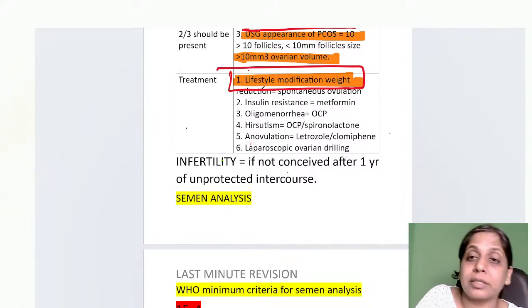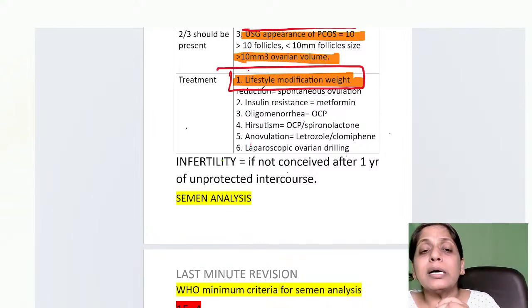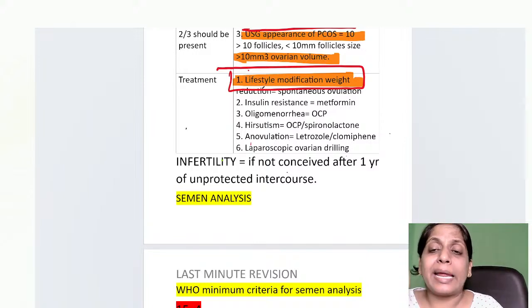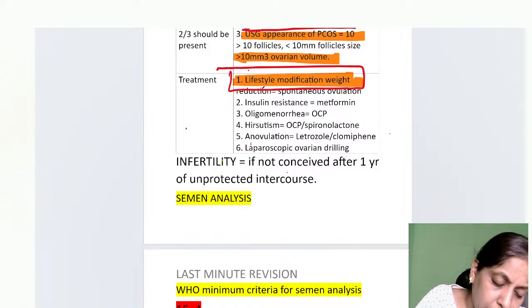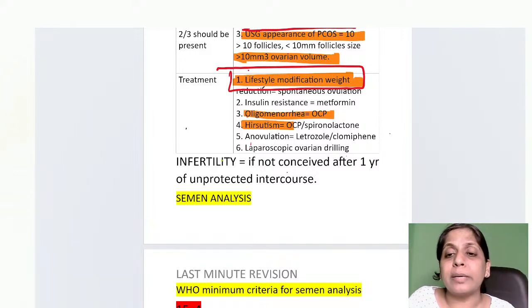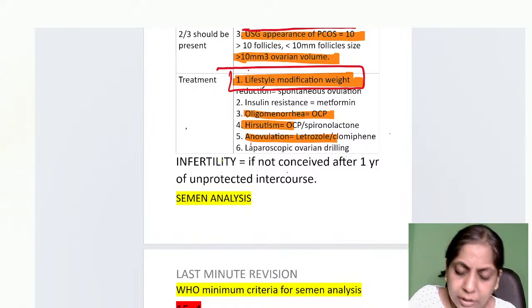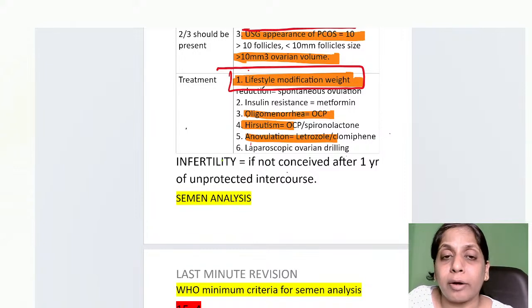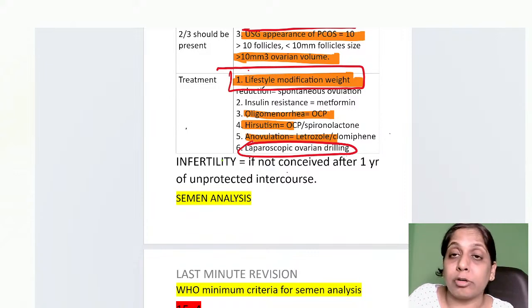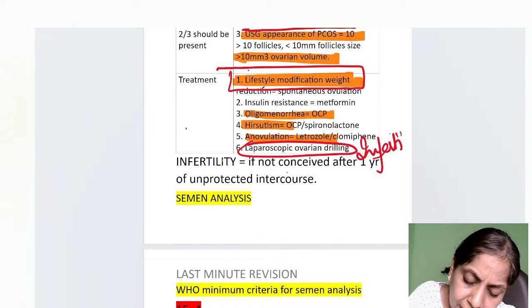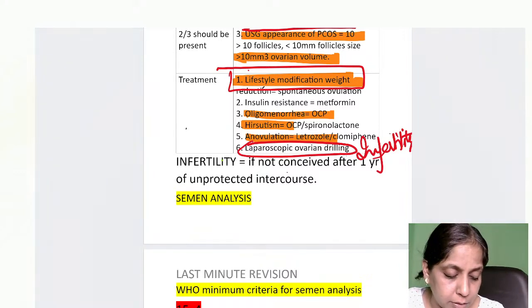First and foremost, the thing they have been asking you, and you should know, is that the first treatment in any case, whether hirsutism, infertility or oligomenorrhea, is always lifestyle modification. For oligomenorrhea, the drug of choice is OCP, and for hirsutism, again it is OCP. For anovulation, it is letrozole. If the patient is not recovering with ovulatory drugs, that is letrozole, clomiphene, and GnRH, then one of the treatments is laparoscopic ovarian drilling, but it is only for infertility, otherwise it will not help us.